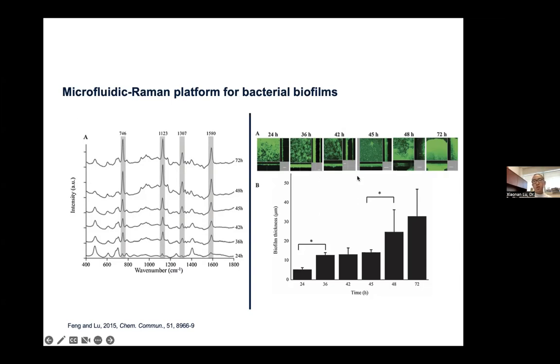Conventionally, you need to do the dyeing, followed by using the confocal laser scanning microscope for the characterization of only the thickness of the biofilm. But now, we can use the Raman coupled with the microfluidic devices to characterize not only the thickness, but also the chemical composition of the biofilm at different maturation stages. And also, by using the partial least square regression model, we can find a very good correlation between the conventional confocal laser scanning microscopy data for the biofilm thickness, as well as the Raman scattering signals.